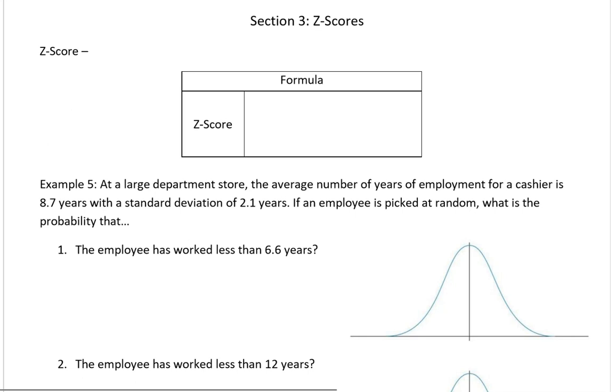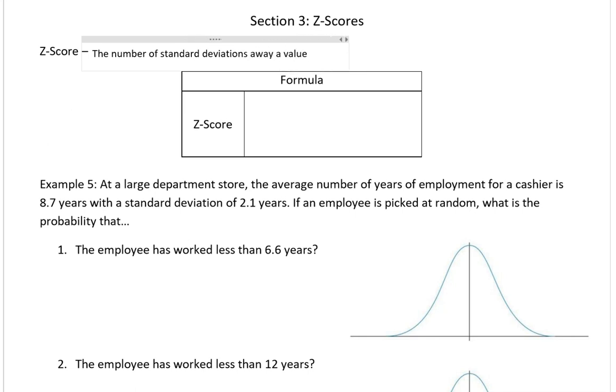So a z-score is the number of standard deviations away a value is from the mean. So how many standard deviations away your given value is from the mean. That's going to be what we call a z-score.